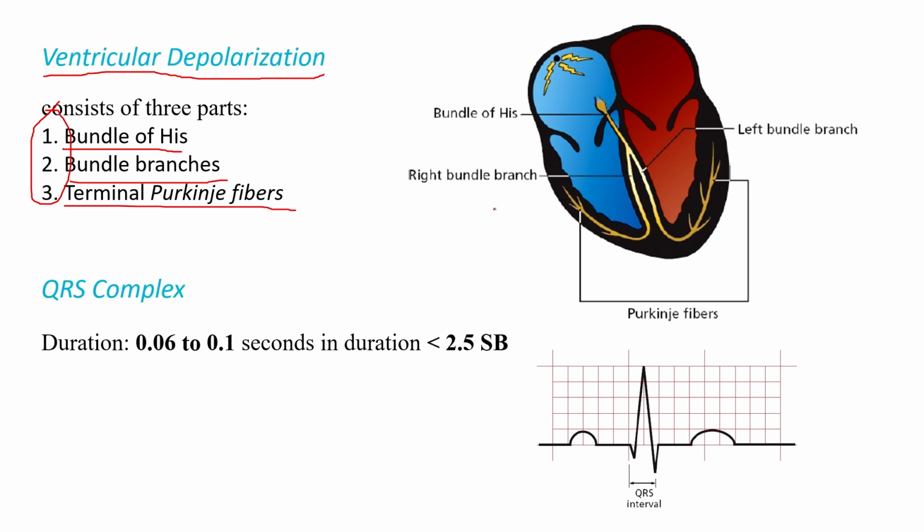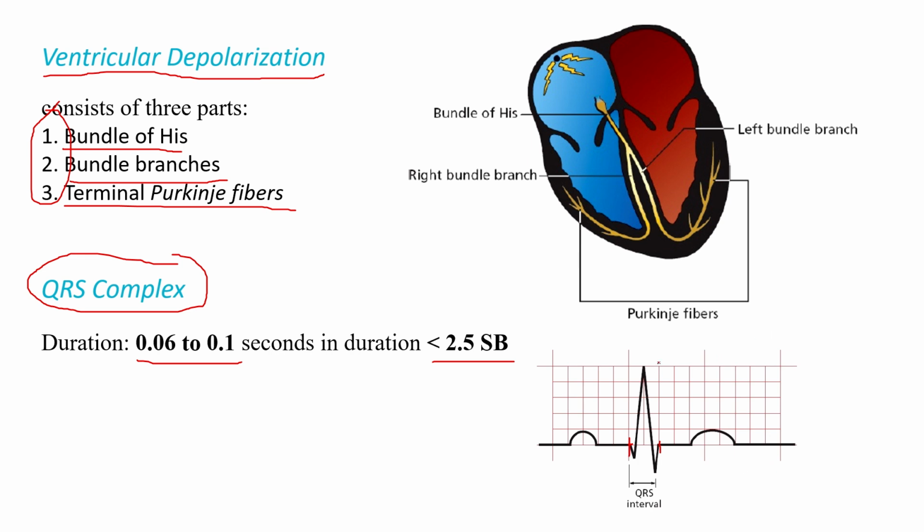And how do we see ventricular depolarization on the ECG? We see it as the QRS complex. In other words, the QRS complex represents ventricular depolarization. What's the normal duration? 0.06 to 0.1 seconds, which we can say should be less than 2.5 small boxes. For example, here we have 2 small boxes of QRS complex, and it's normal.